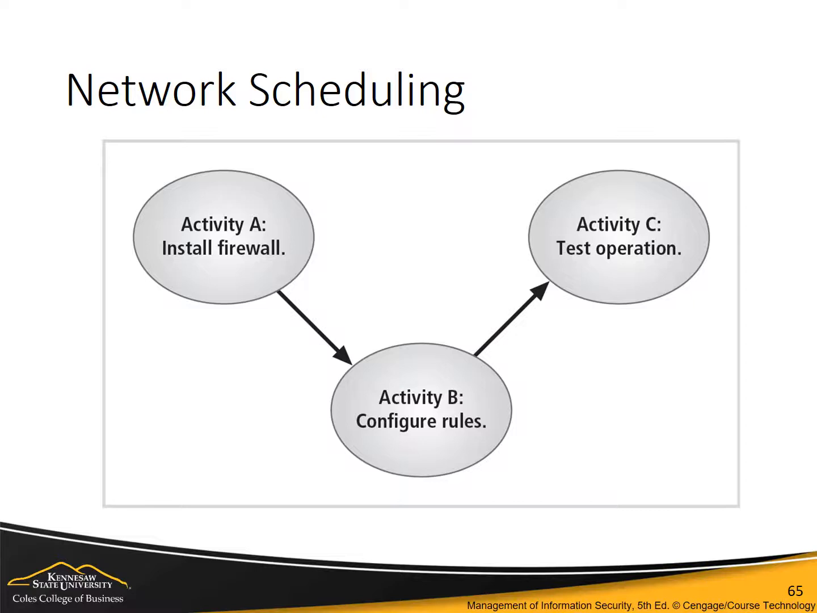One method for sequencing tasks and subtasks in a project plan is known as network scheduling. The network refers to the web of possible pathways to project completion from the beginning task to the ending task. In this simple example, activity A is to install a firewall, followed by activity B, which is to configure rules for the firewall, and activity C then tests the operation. This is obviously a very simplistic network scheduling model.